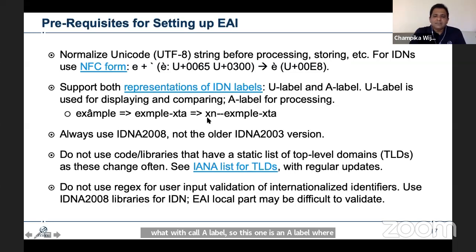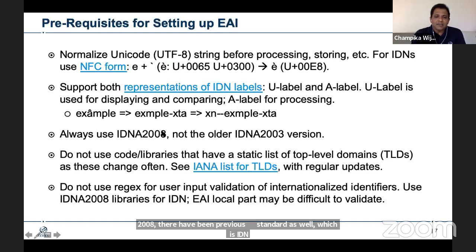Now all the A labels will have something called xn-- coming in the front. In fact, this is also what we call Punycode. So we have these representations, and all this is defined in the standard called IDNA 2008, Internationalized Domain Names in Applications. There was a previous standard as well, IDNA 2003, but we should always refer to the IDNA 2008 standard.